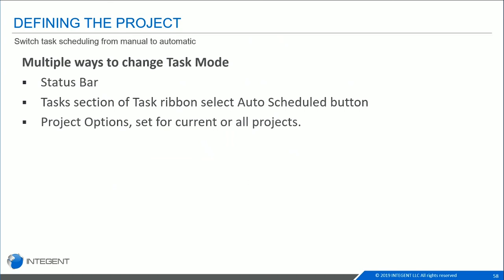You can also do it just at a task level. Just one task is going to be manual in your project. There is in the task ribbon a section where it identifies what the task mode is. And so you can set that there.